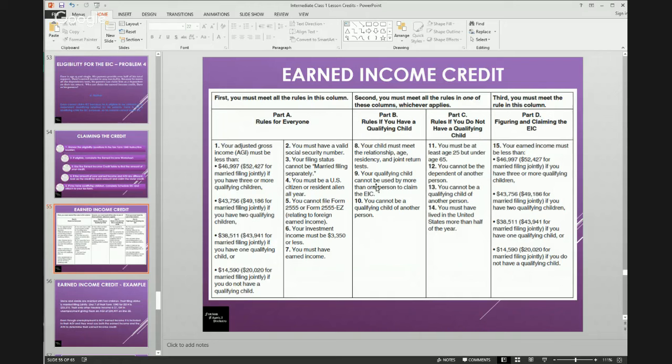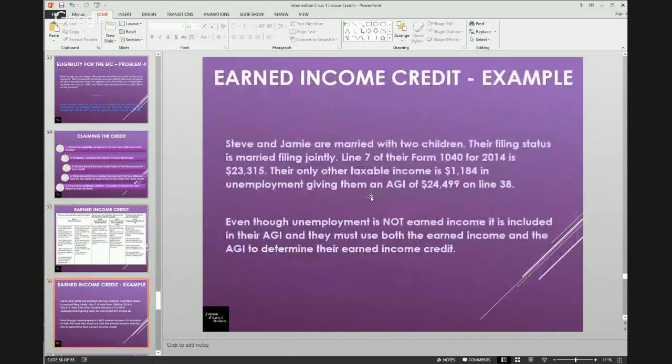If you do not have a child, you have to be over 25 and under 65. You cannot be the dependent on another return, and you cannot be a qualifying child for another person. And you must have lived in the United States for more than half of the year. And then in order to calculate the credit itself, we have the income limits again, where your income would be between $14,590 with no children and filing single or head of household, up through $52,427 for a joint return with 3 or more children on it.